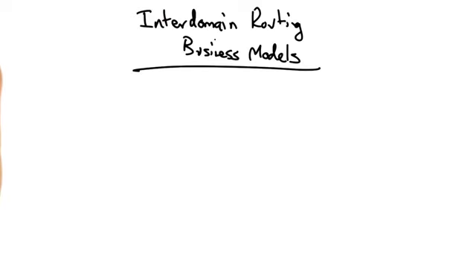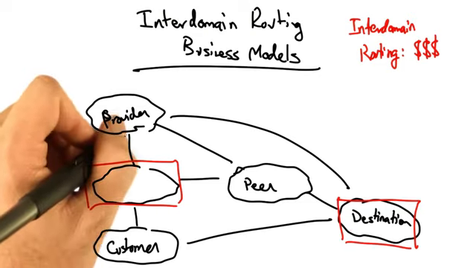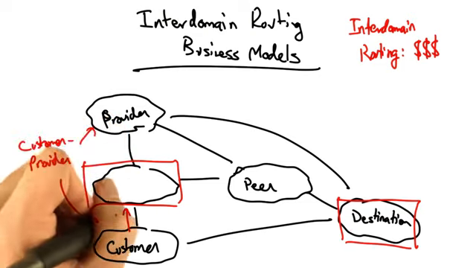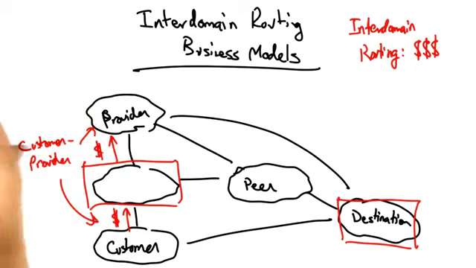So now we're going to look at interdomain routing business models. The one thing to remember about interdomain routing is that it's really all about routing money. Let's consider this AS that wants to send traffic to a particular destination. Well, in the internet, there are two different types of business relationships. A customer-provider business relationship where money flows from customer to provider, regardless of the direction that traffic flows.